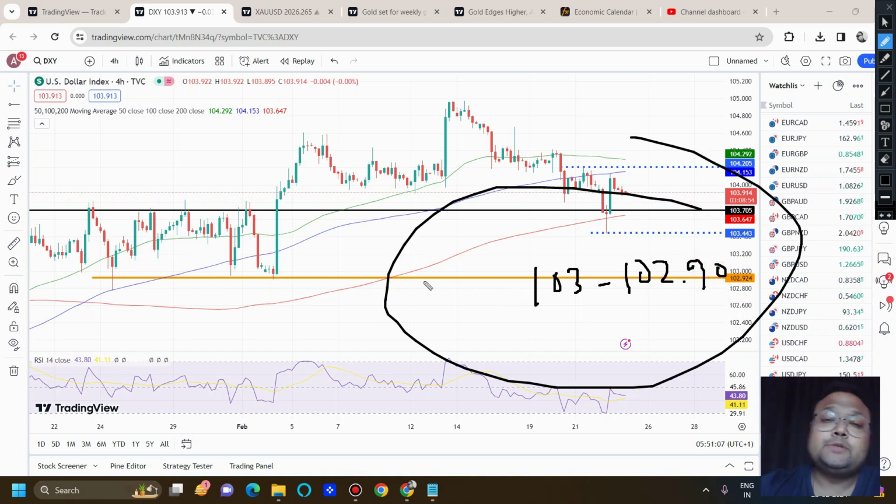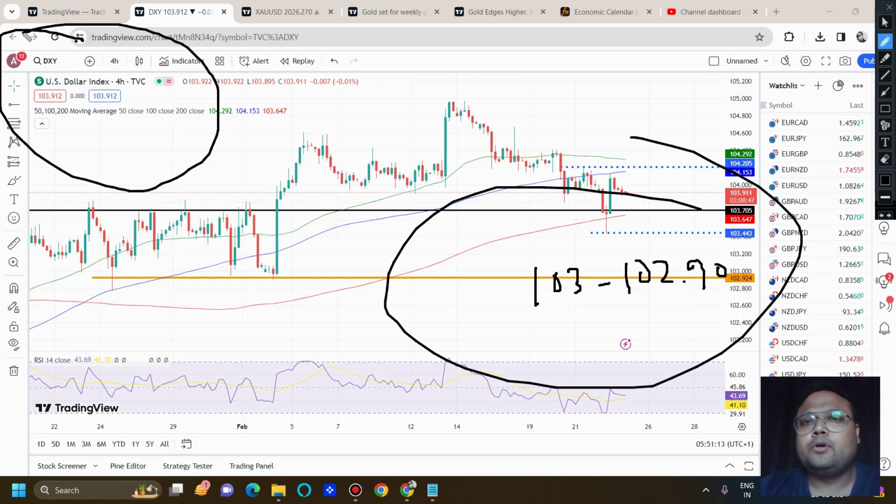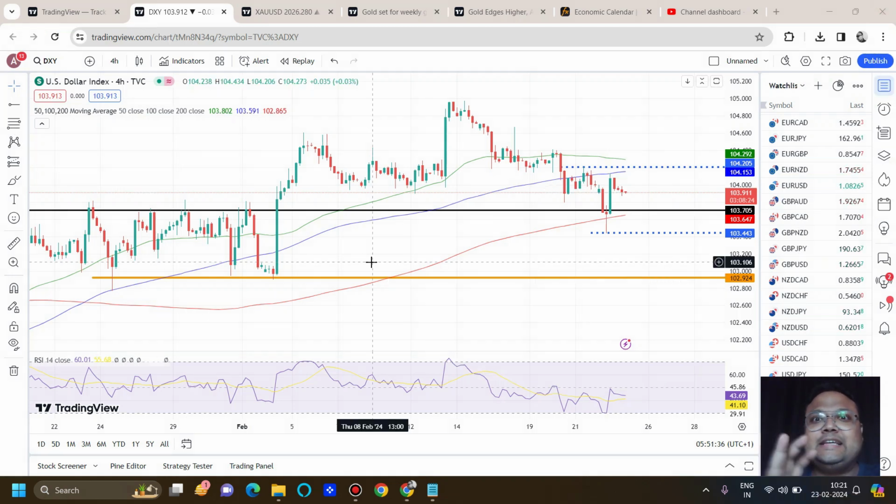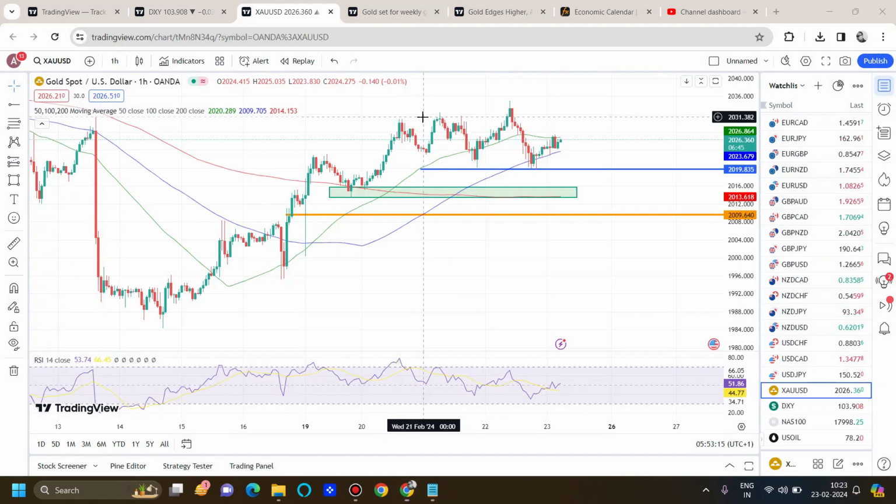Okay, you must be thinking why I'm talking about DXY so much, because the US dollar plays a very important role in forex trading. Therefore, knowing about the US dollar is very important for every forex trader. Sorry, I already have taken a lot of time on DXY. Hopefully you got at least the idea. Now let's talk about gold.